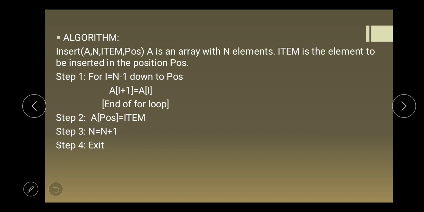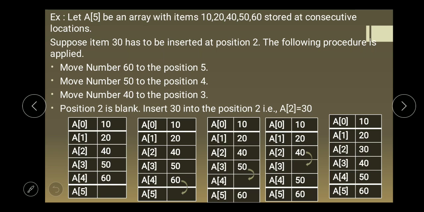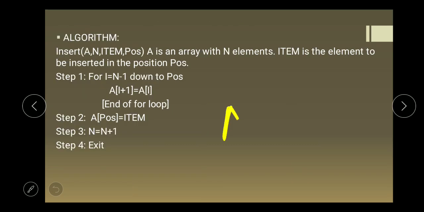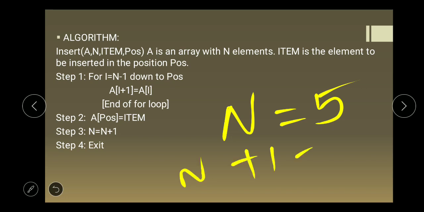Then step 3 is n is equal to n plus 1. That means we have n as 5 numbers, right? A of 5. Then n is equal to 5 here. If we insert an extra element, then it will become n plus 1. That is 6 elements. This is step 3. Step 4 is exit. This is the insertion algorithm.